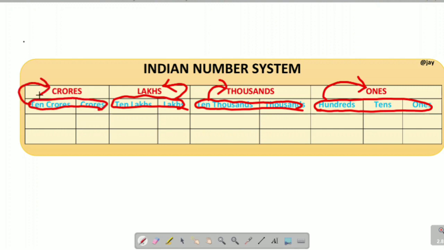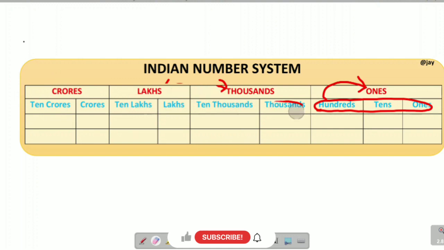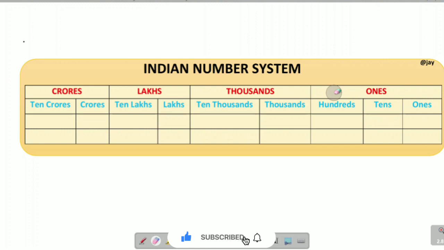So this is the major difference between this period and places. So now we will know how to read and how to write the numbers using these places and periods of this Indian number system. So let me write a number.